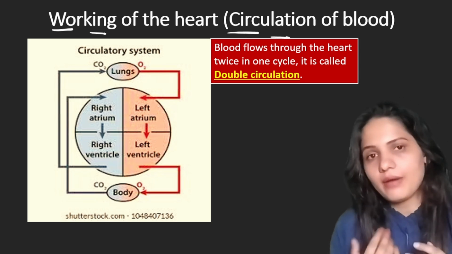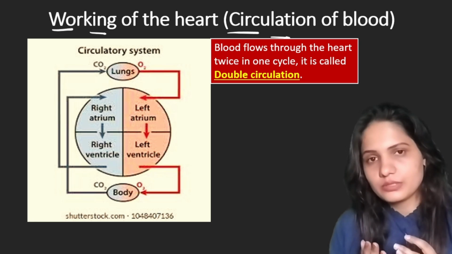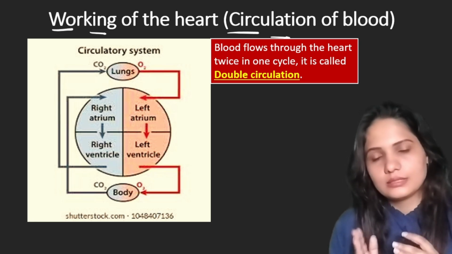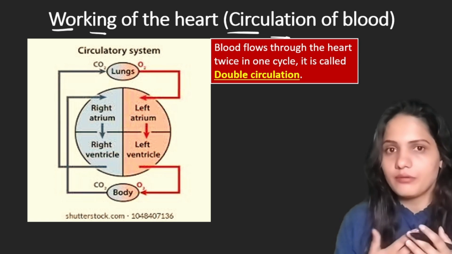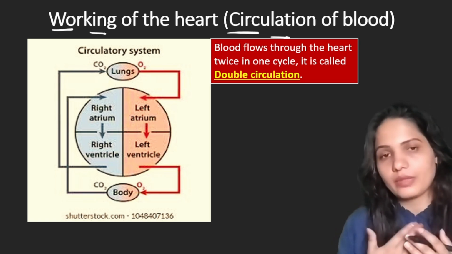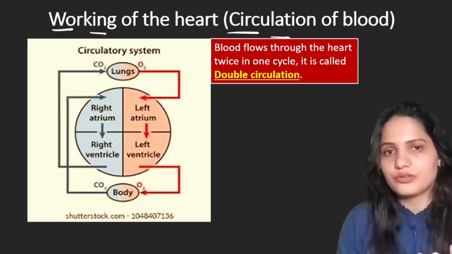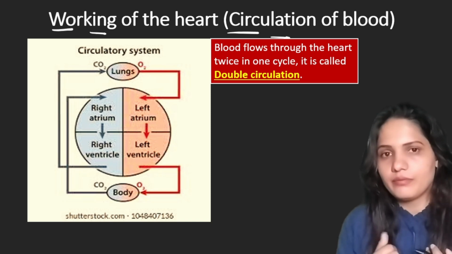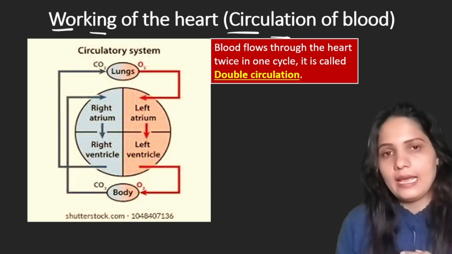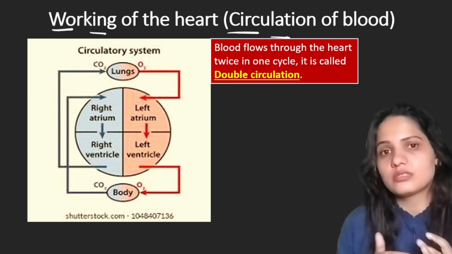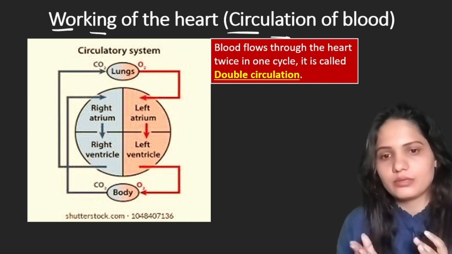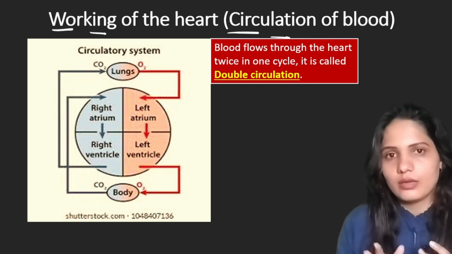Till now we have understood the components of the circulatory system, and we have studied the structure of the heart. Now we will see the working of the heart. How does our heart work? How does our heart pump the blood? This is the function of the heart, pumping of blood. This process of pumping blood, the working of the heart, is known as circulation of blood. Both mean the same.